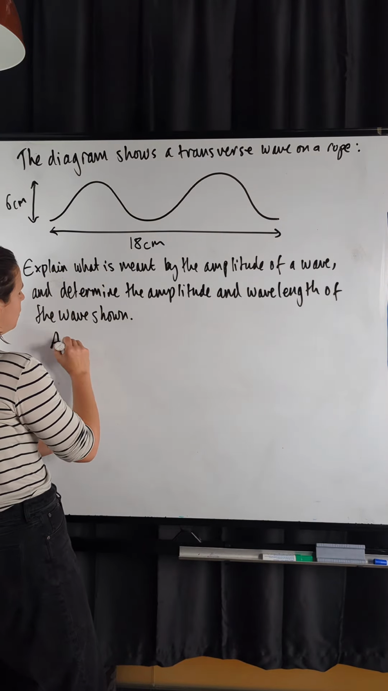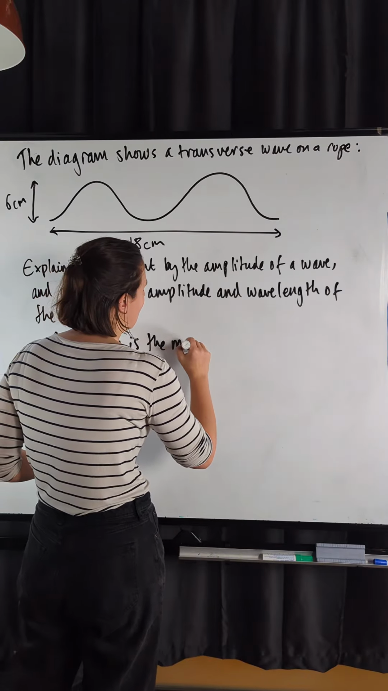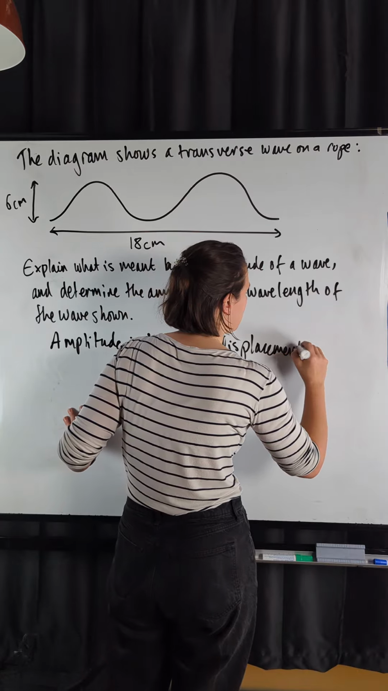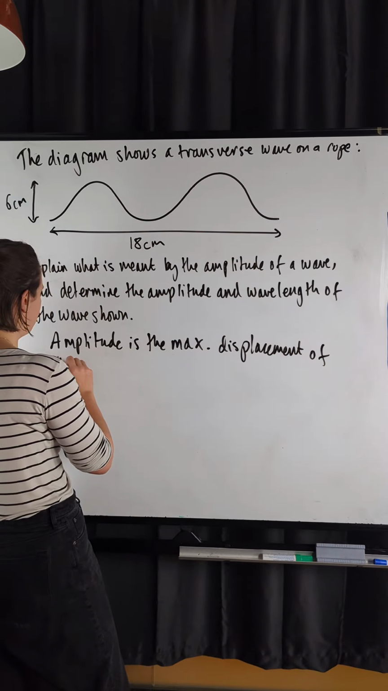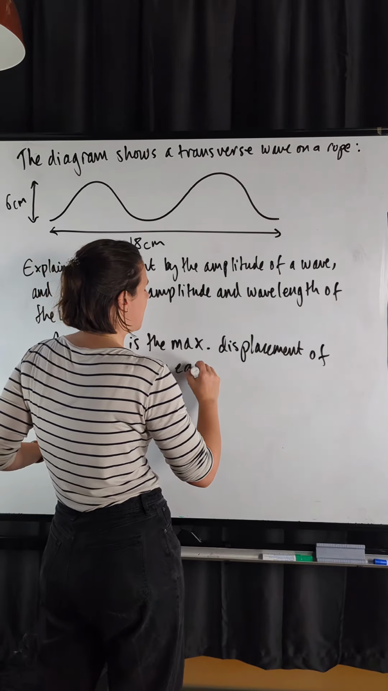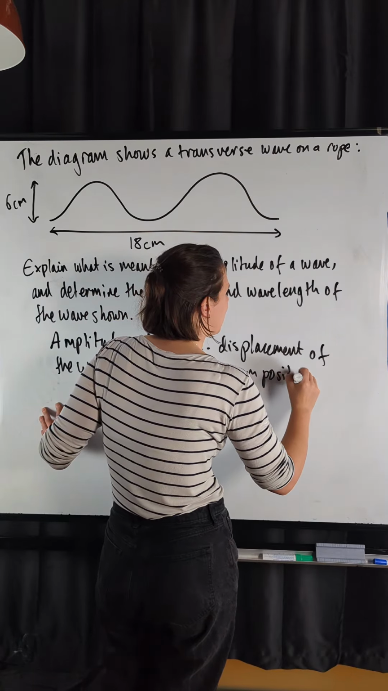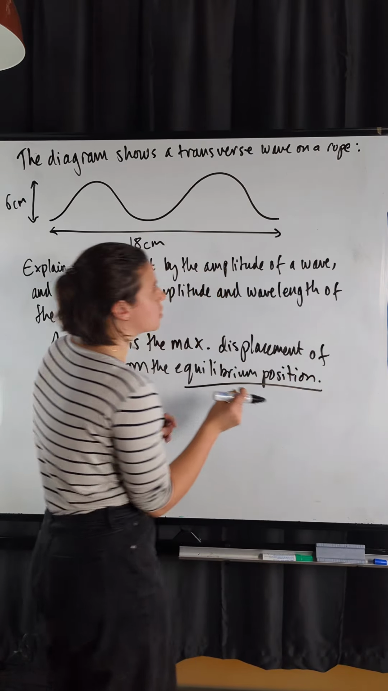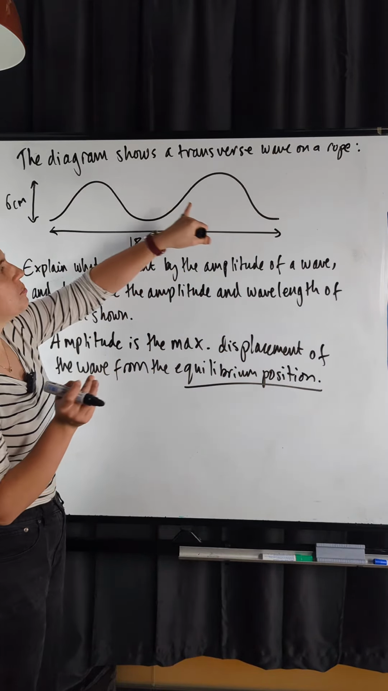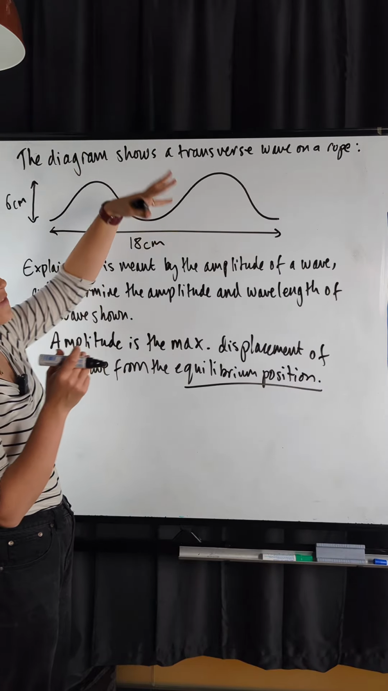So the amplitude is the maximum displacement of the wave from the equilibrium position. Now, the equilibrium position here is sometimes called the undisturbed position of the wave. It's like where this wave would be if we weren't shaking it to make that wave on this rope.